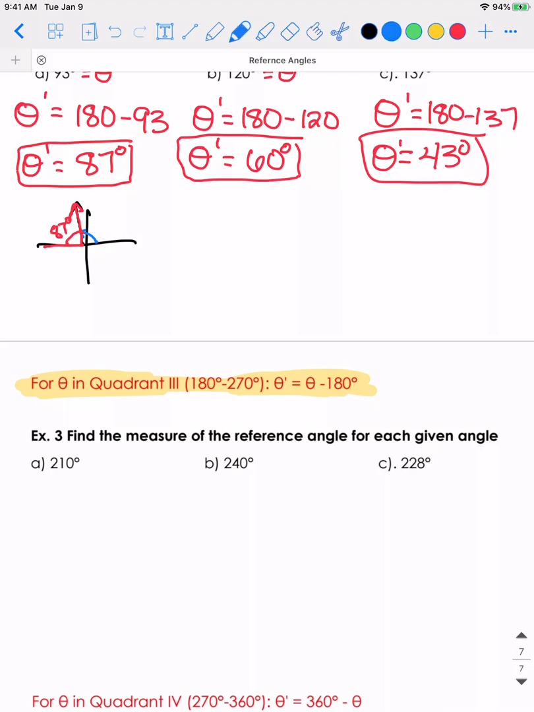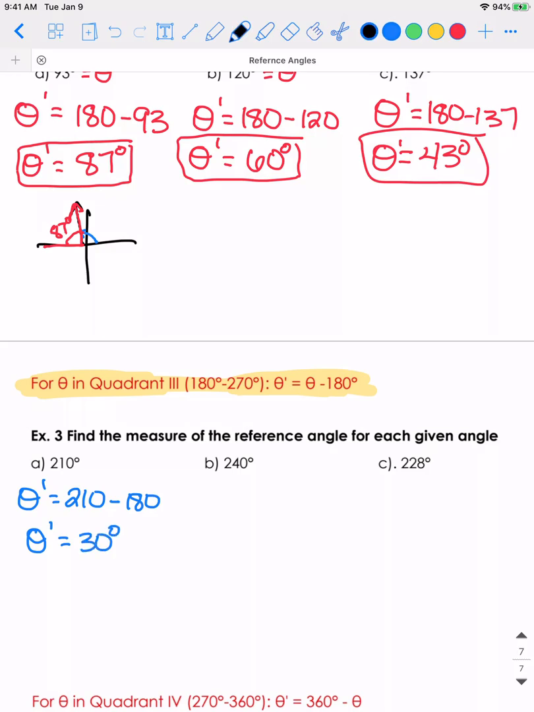So, I have theta prime is equal to 210 minus 180. 210 minus 180, that gives me 30 degrees.